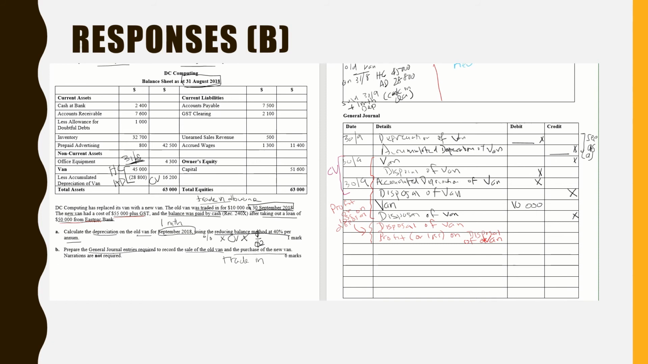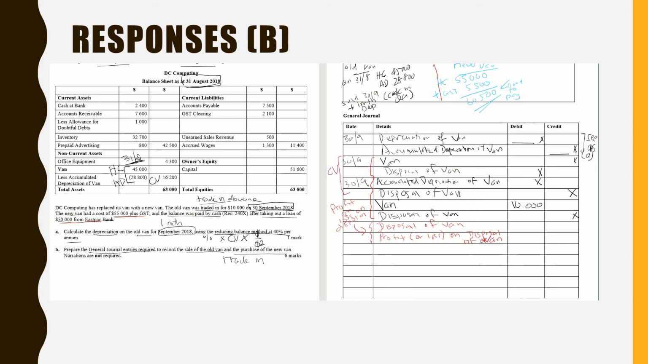So for my new van, the historical cost of my new van is $55,000. I have GST that I also need to account for, $5,500, because it says $55,000 plus GST. So that's 10%. And so now the total that I would have needed to pay is $60,500. That's if we're not trading in or anything.